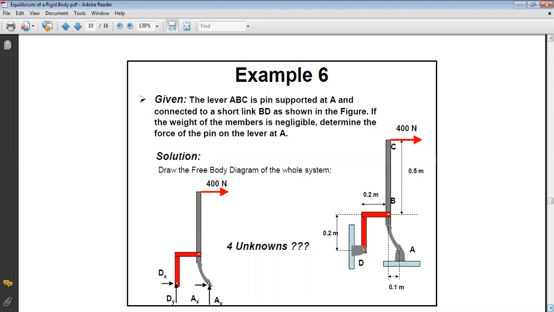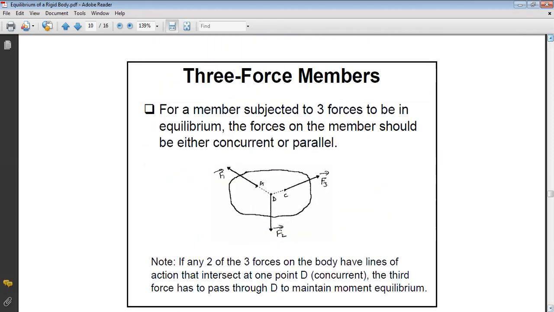In this, Doctor, I have a question. Yes. In the three-force member, the three forces should pass by the same point to ensure equilibrium. Yes, to ensure that the sum of moments is zero.